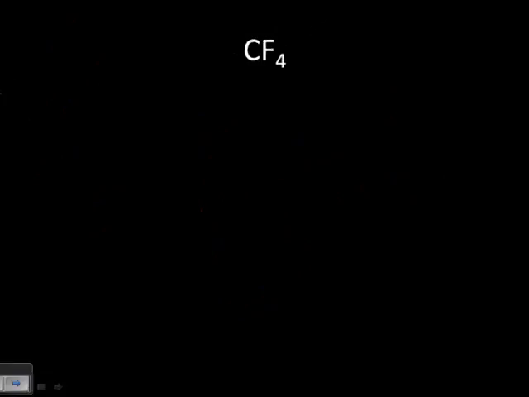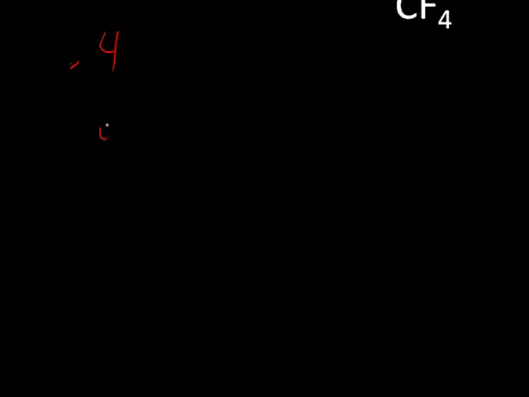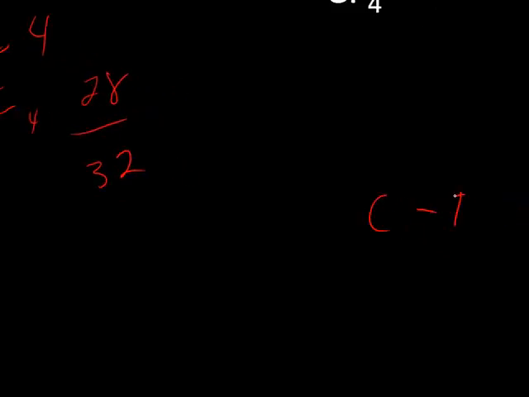Carbon has 4 valence electrons. Fluorine has 7 each, that's 28. So that's a total of 32 electrons. Put carbon in the center. Again, assume single bonds, see if it works. Give everybody a full octet.